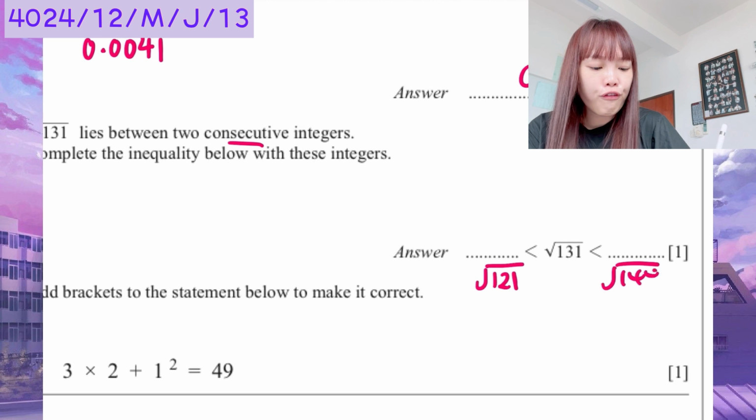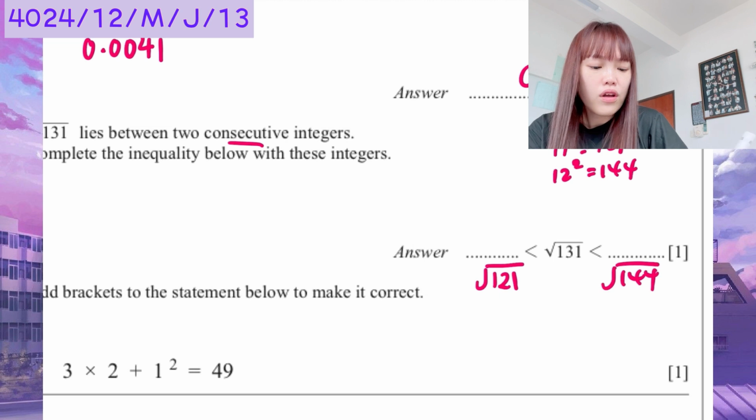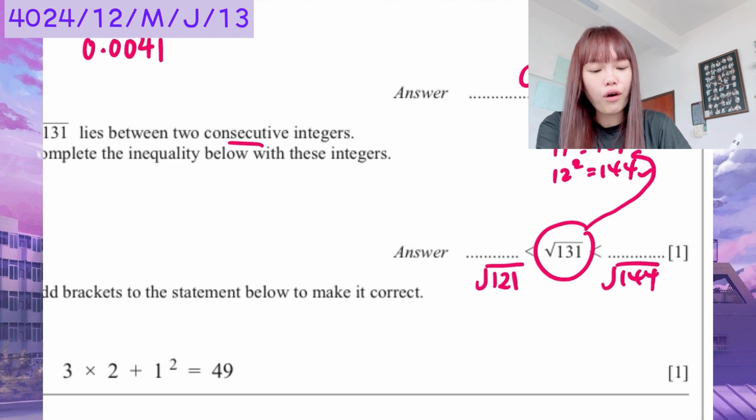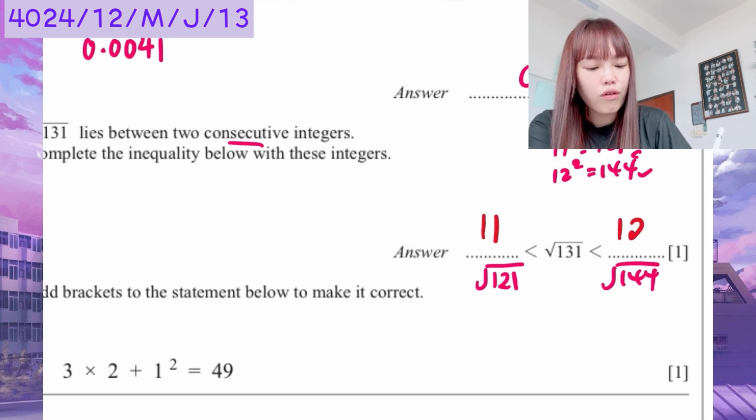It's actually in between 121 and 144, because 10 squared is 100, 11 squared is 121, 12 squared is 144, and you can see this 131 is in between these two numbers, 121 and 144. Therefore it is also in between square root of 121 and square root of 144, and the integers are 11 and 12.